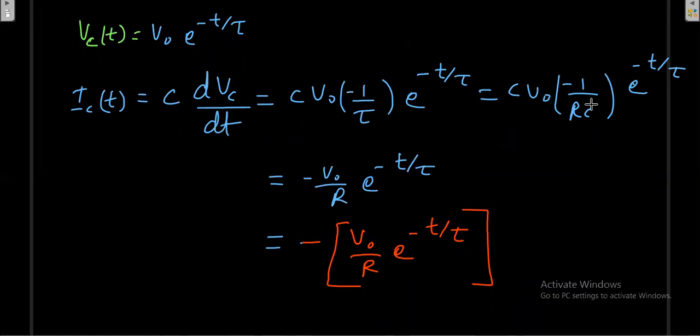So RC is there, C will cancel, and finally you get minus V naught by R e power minus t by tau. Taking this minus outside, V naught by R e power minus t by tau: V naught is a positive quantity, R is a positive quantity, e power minus t by tau is also positive, but ultimately a negative sign is there. So you assumed the current across the capacitor in one direction, the conventional direction, but actually the current is flowing in the opposite direction.